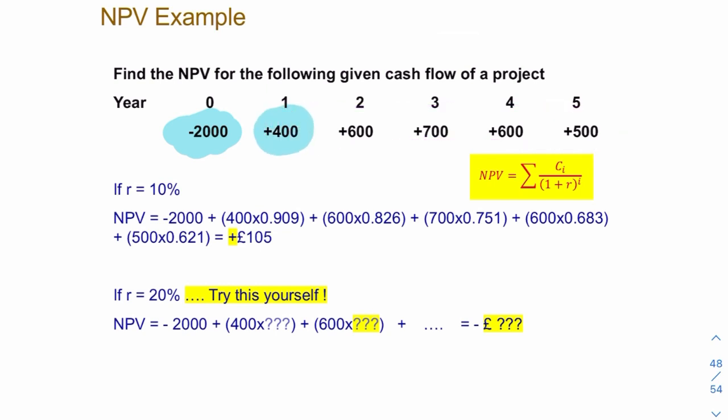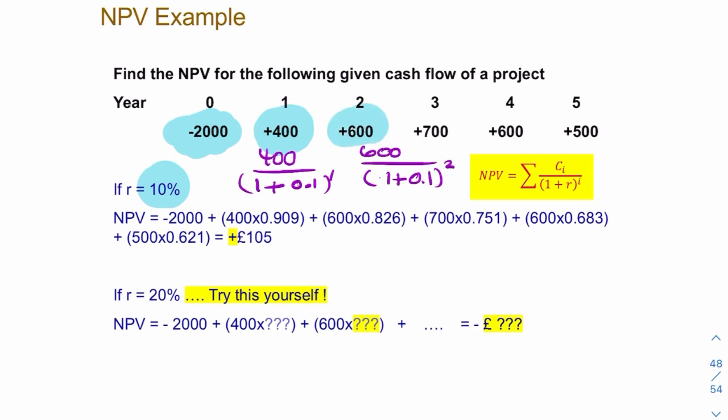So this £400 isn't actually £400. It's actually £400 divided by 1 plus 0.1 to the power 1. And that £600 is actually 600 divided by 1 plus 0.1 to the power 2, etc. So each of these is actually worth less. So this £500 in 5 years' time is actually not £500 at all. It's 500 times 0.6, so it's less than £350. So if you add all these together, you end up with a positive number.